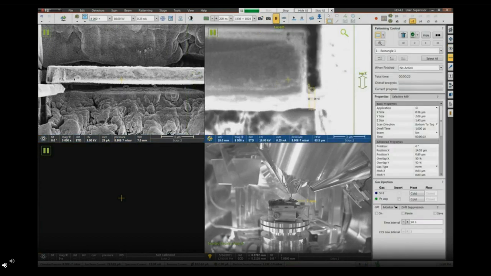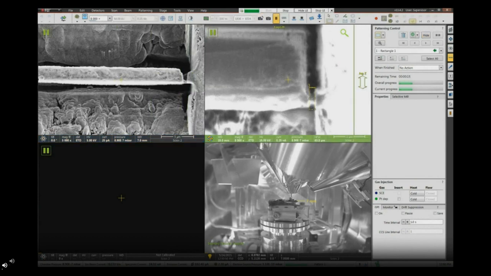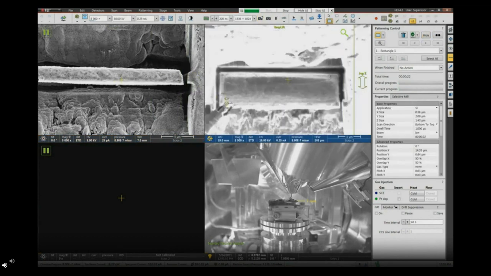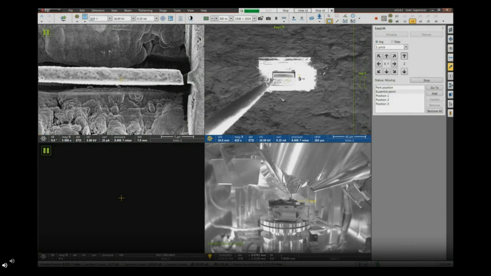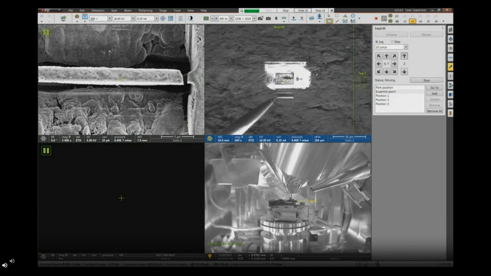Then I'll cut the rest of the J-cut, and the sample's completely free, and then I'll lift it out. And so this is a great method for doing cryo lift out.